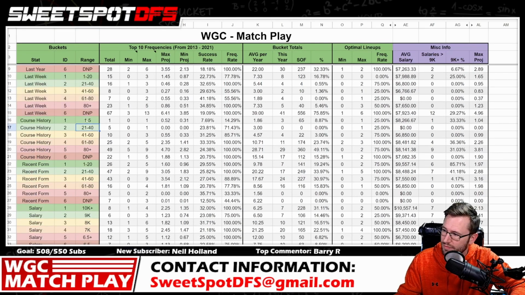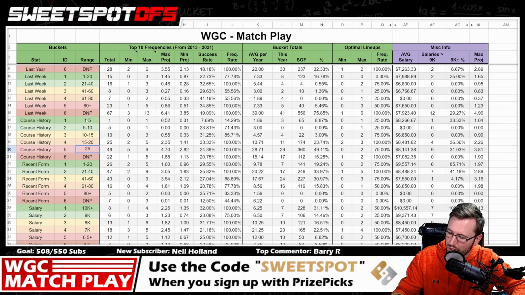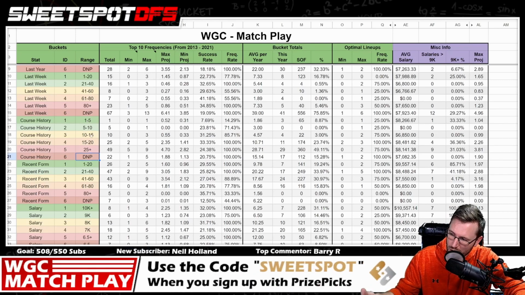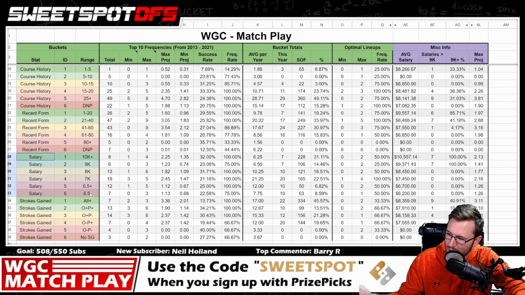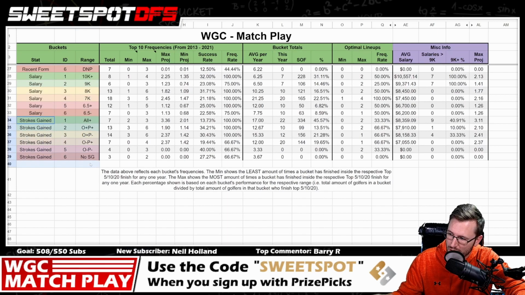So this is 1 to 5, 5 to 10, 10 to 15, 15 to 20, 25 plus. So that would be your course history buckets. Recent form buckets are the same as usual. Salary buckets are the same, and strokes gained buckets are the same.